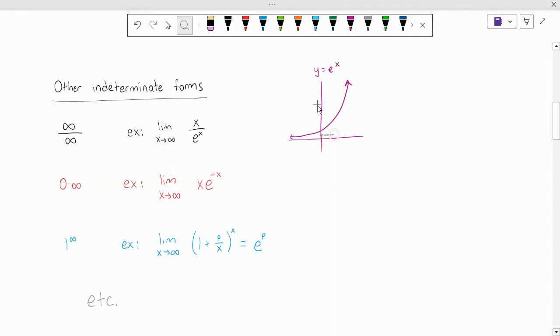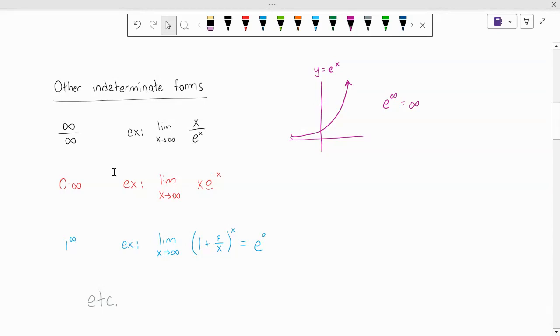So as x goes further and further out to infinity, this function goes further and further up to infinity. So roughly, you can think of e to the infinity as being infinity, if you will.